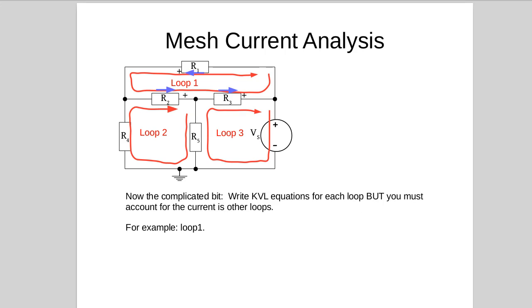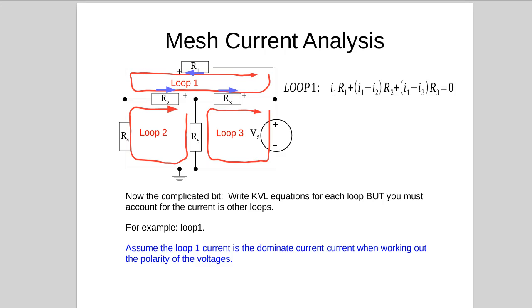And we can do the same for loop 1. Now, for resistor 1, it's quite simple. It's current 1 times resistor 1 is voltage. And for resistor 4, it's the same thing. Current 2 times resistor 4 gives us the voltage across resistor 4. But if we were looking at resistor 2, we've got the current of loop 1 flowing in one direction and the current of loop 2 flowing in the other direction.